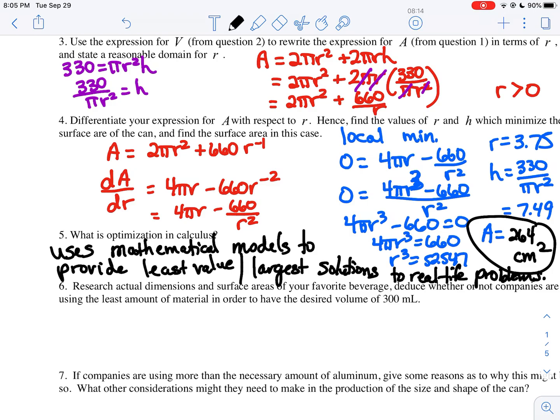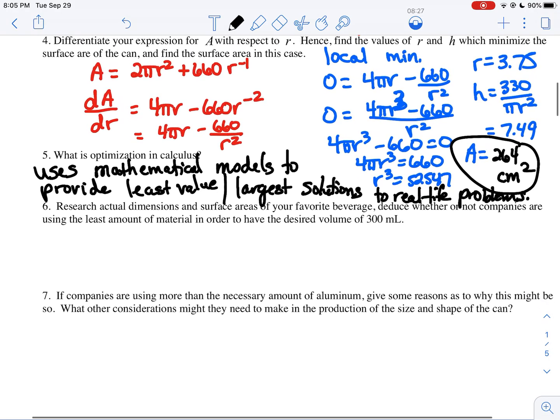So you want to find the height and diameter of a 330 milliliter can. That's the volume, okay? That's the volume that would minimize the can's surface area. So number 6 says research actual dimensions and surface area of your favorite beverage. Deduce whether or not companies are using the least amount of material in order to have the desired volume of 300 milliliters. So the answers will actually vary depending on which beverage you choose.